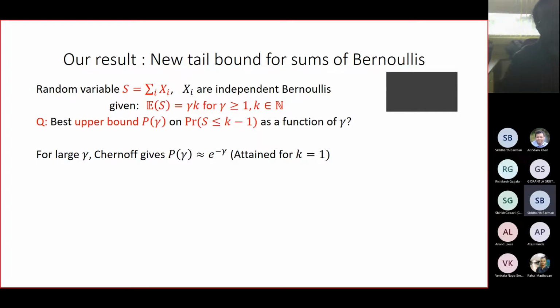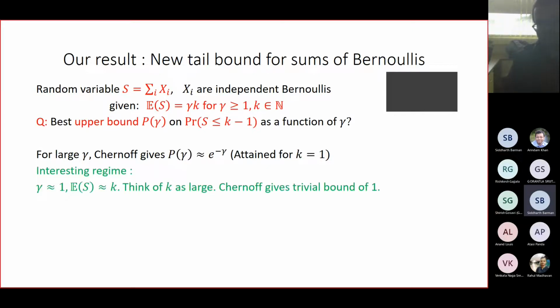But this is true only for large gamma. If gamma was close to 1, then Chernoff will give you a trivial bound of 1, because exactly like what Arindam said, if gamma is almost 1 and the deviation is really small, then anti-concentration, the counterpart of Chernoff, the lower bound for Chernoff, will give you that. You can't do much here, and Chernoff itself will give you only a bound of 1.